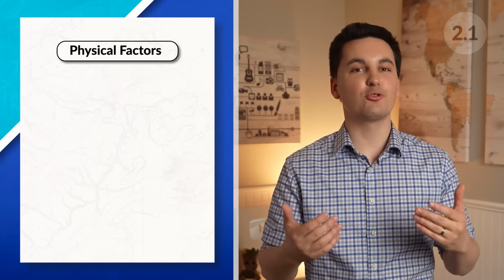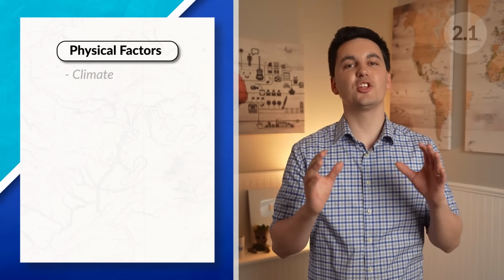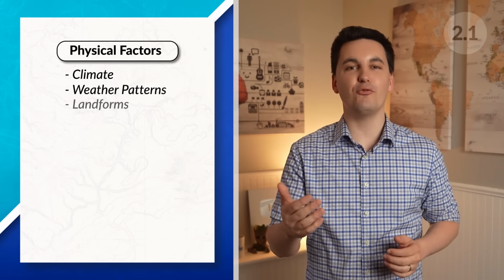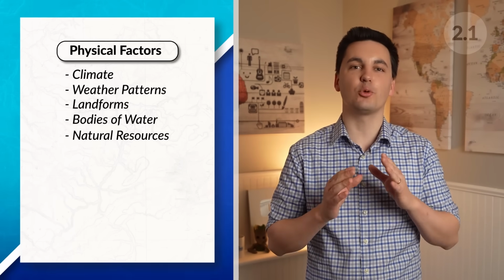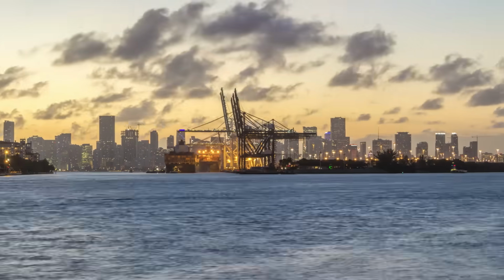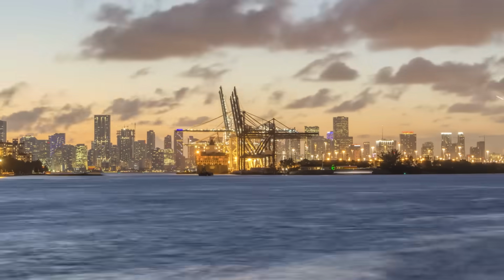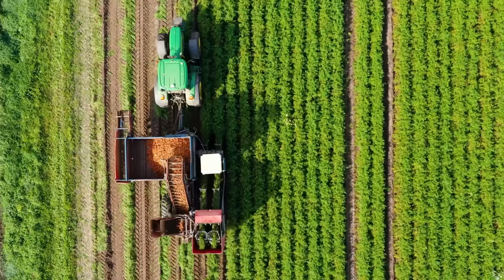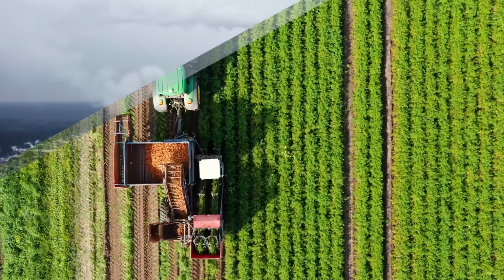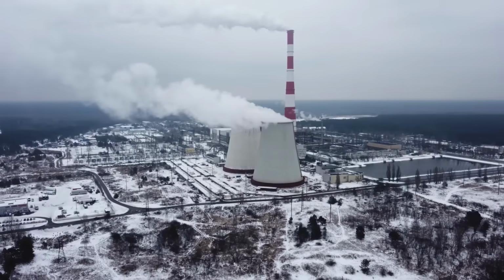Now we can see that the location of human settlements is often influenced by both physical and human factors of a place. Physical factors are the natural elements that make up a place, such as the climate, weather patterns, landforms, bodies of water, and natural resources. Historically and today, we can see that most of the major cities around the world are in regions that offer favorable physical features, such as being close to a body of water that facilitates global trade, or by being located near arable land and places with natural resources, all of which allow for industries to grow and prosper.